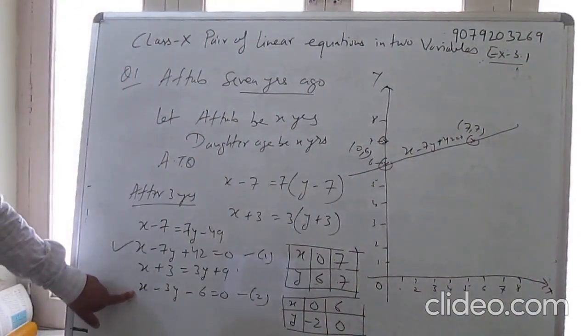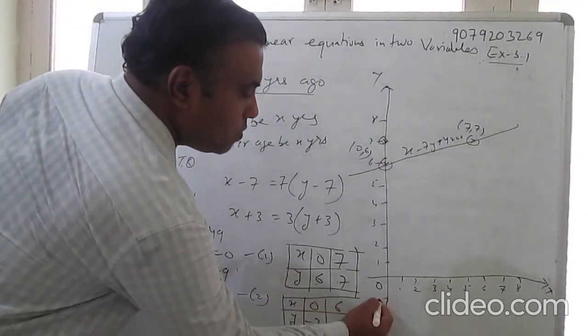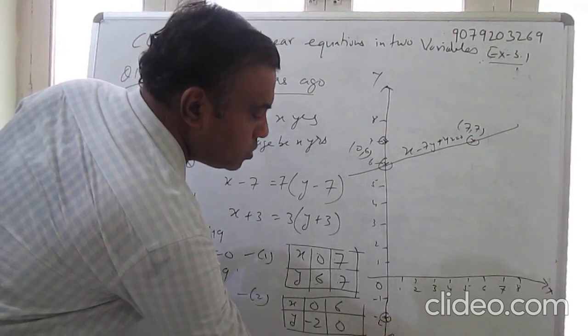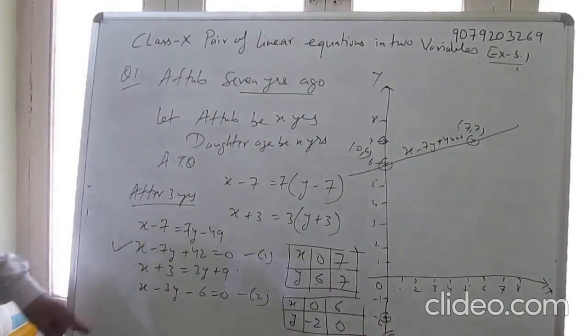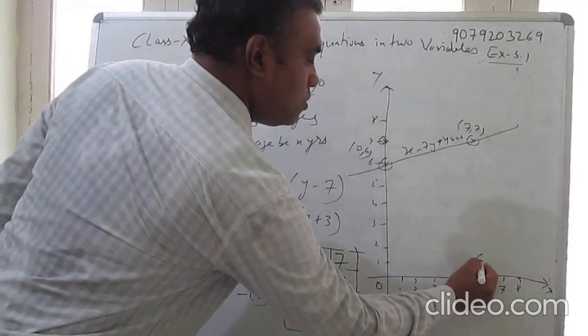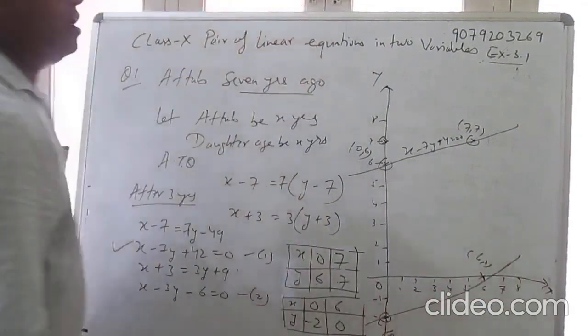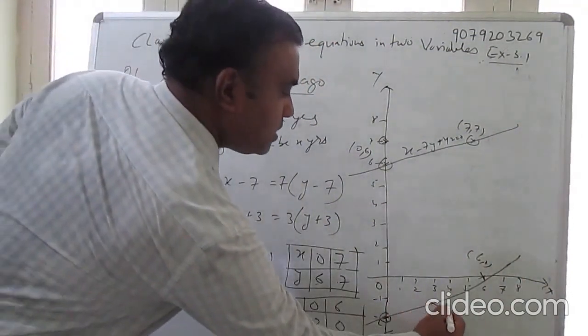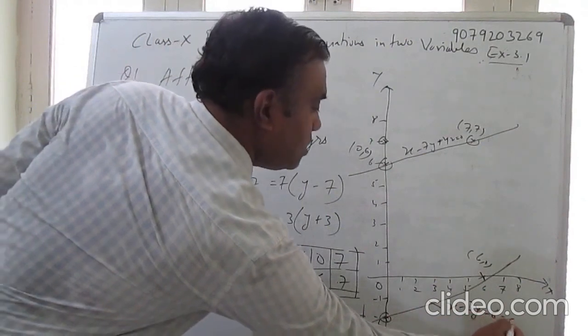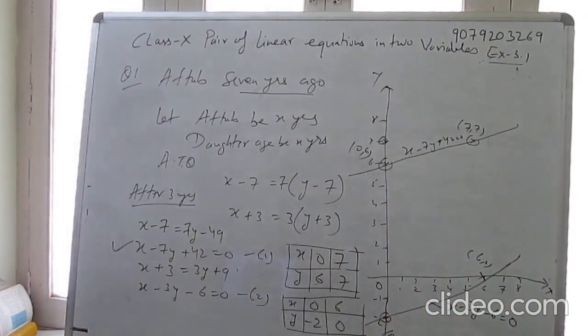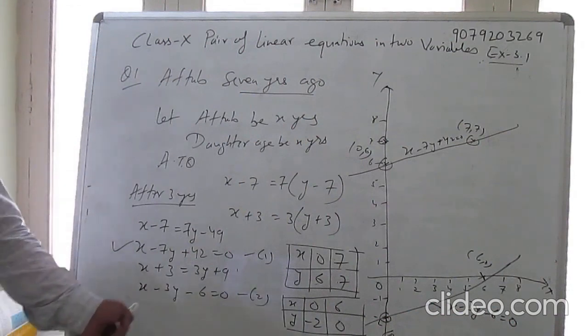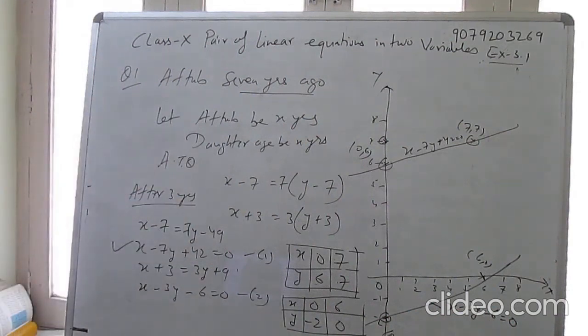Now the second equation: x is equal to 0 and y is equal to minus 2. Minus 1, minus 2. 0 comma minus 2 and 6 comma 0. Join these 2 points. These are the 2 lines. This is x minus 3y minus 6. This completes the first question. Graphically we have to show. When we extend it, somewhere it will intersect. Now question number 3 of this.